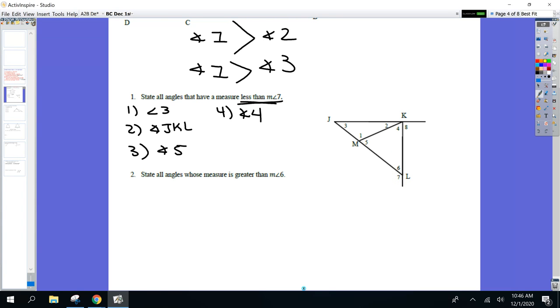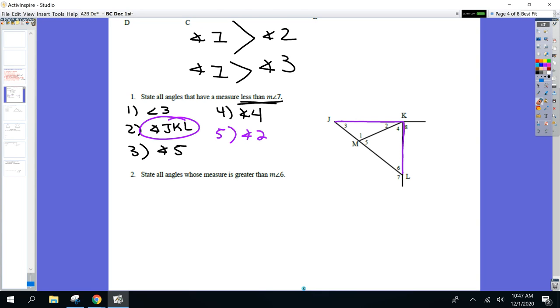Angle 2. Yeah, angle 2. Why? Hey, guys, go back. I think it was Hannah who told me angle 7 was bigger than JKL, right? Well, how's JKL made up? What 2 angles? Angle 4, which we already knew, and angle 2. So if 7's bigger than JKL, it's certainly bigger than angle 2 because 2's a part of JKL. All right, good job.